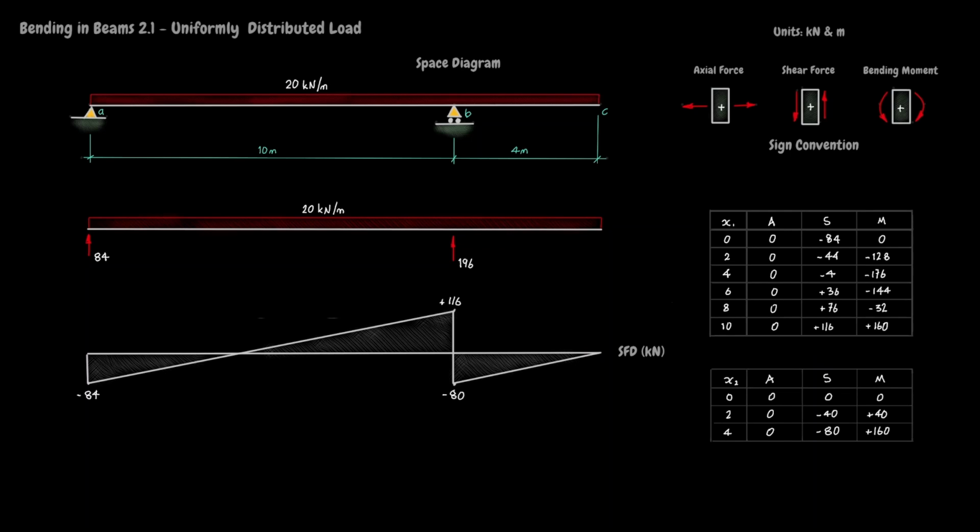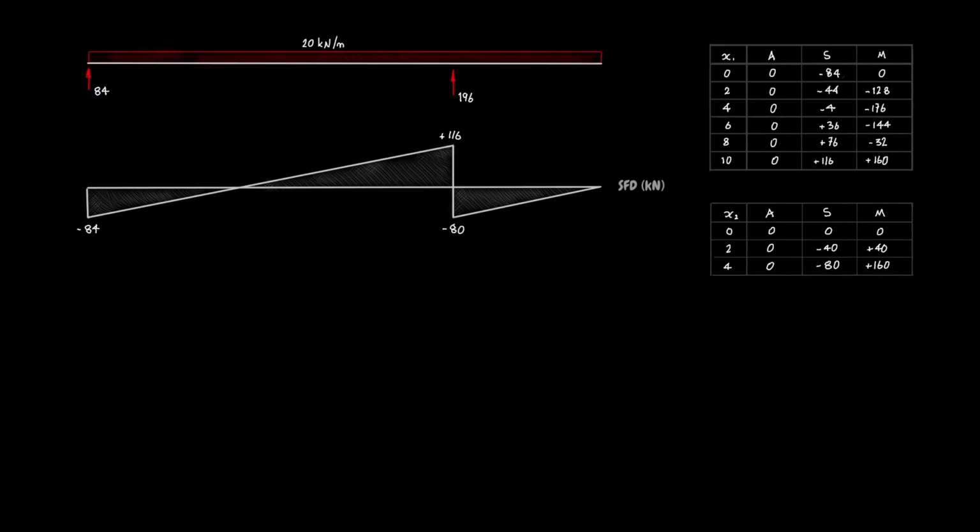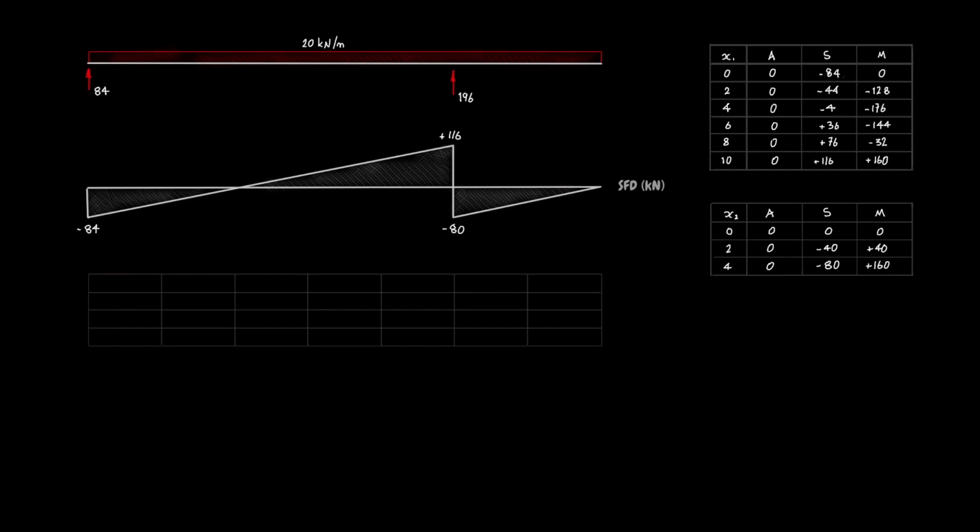Now to the bending moment diagram. Here things get a bit tricky. Inspection of the expressions for bending moment shows that bending moment varies parabolically under a UDL. This is an important finding. To draw the bending moment diagram, we will again use a coarse grid, only this time the vertical scale goes from minus 200 kilonewton meters to plus 200 kilonewton meters.